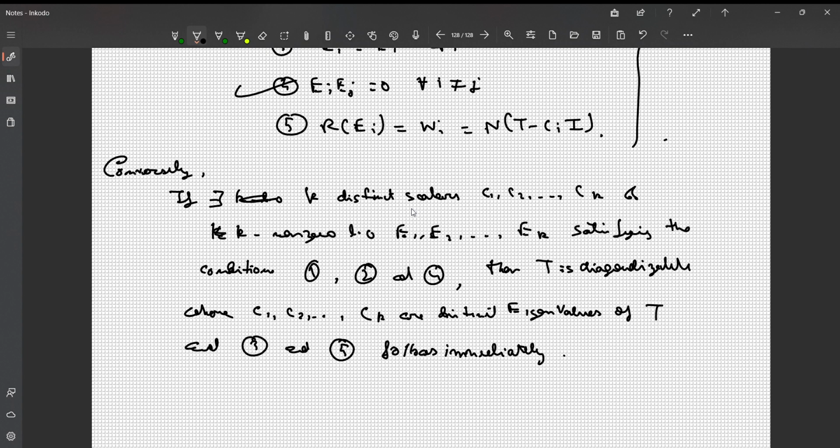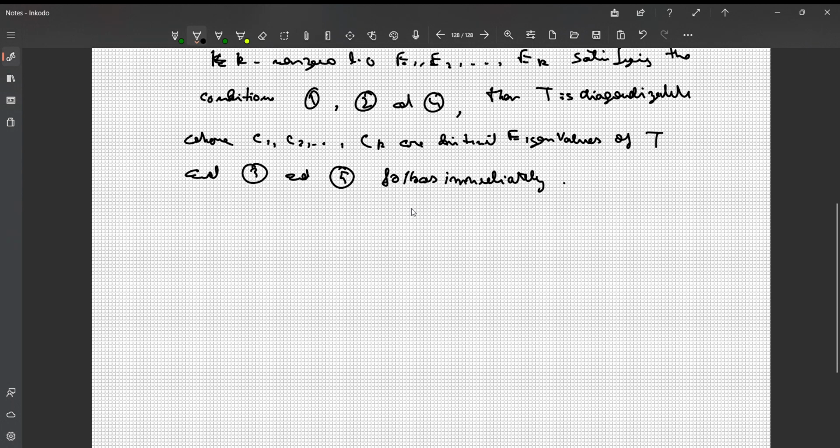Okay, so we will prove this part in the next lecture, and after proving this part we will be concerned with one of the most important decomposition theorems of linear algebra, which is called the primary decomposition theorem.